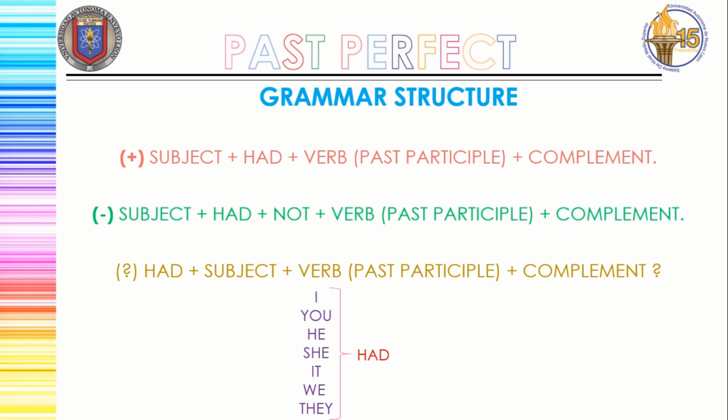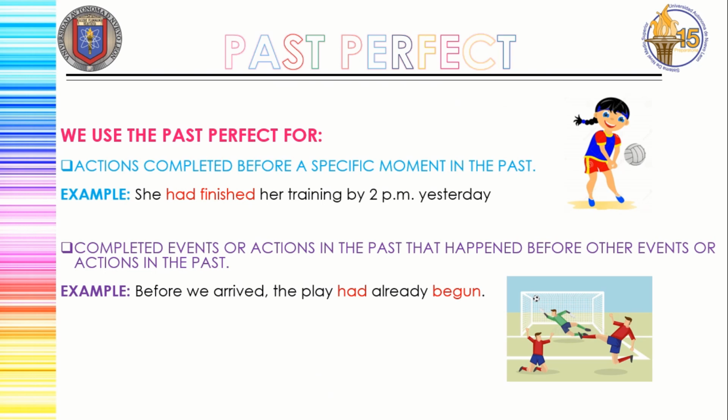Then we have the definition of a past perfect. We use the past perfect for actions complete before a specific moment in the past. For example, she had finished her training by 2 p.m. yesterday. So in this sentence, we are mentioning the specific moment in the past, okay? If you can see, we have the structure: the subject, the auxiliary had, the verb in past participle, and the complement.